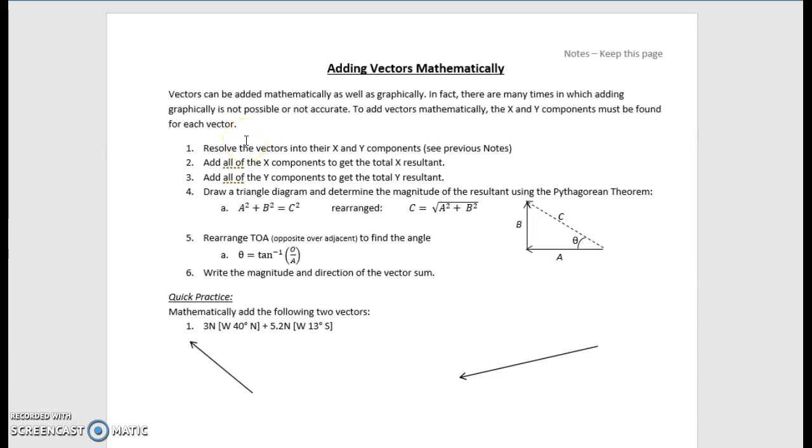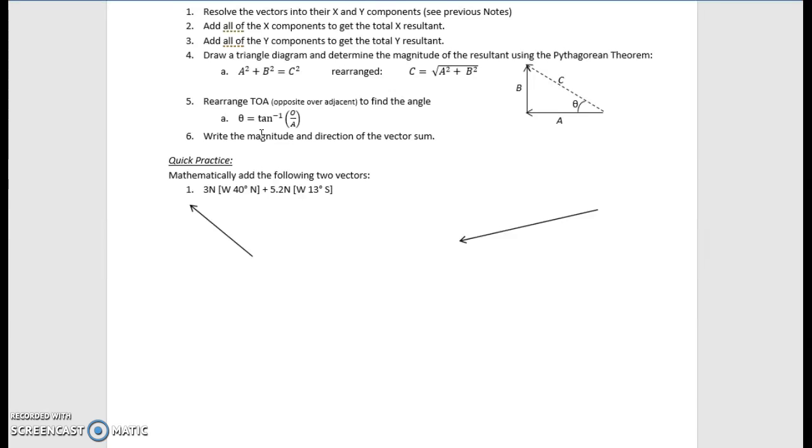Okay guys, so now we're going to talk about adding vectors mathematically. What this means is, if we have two vectors, one of which does something like that and the other one does something like that, finding this resultant, finding that resultant with two vectors that are diagonal, well, we have a few steps to do that.